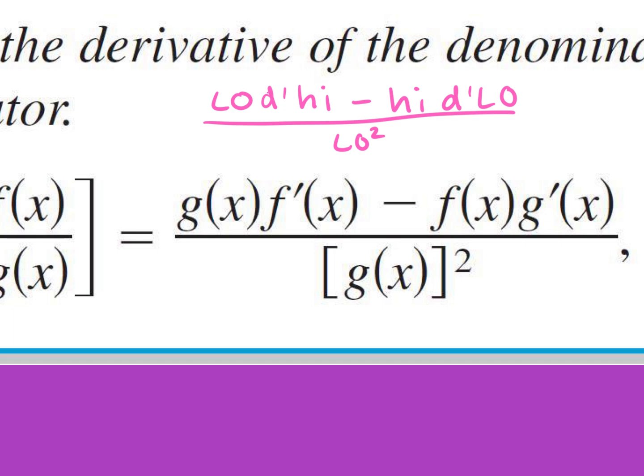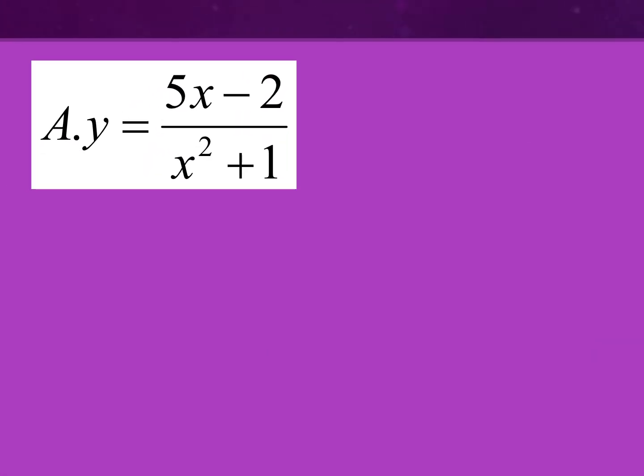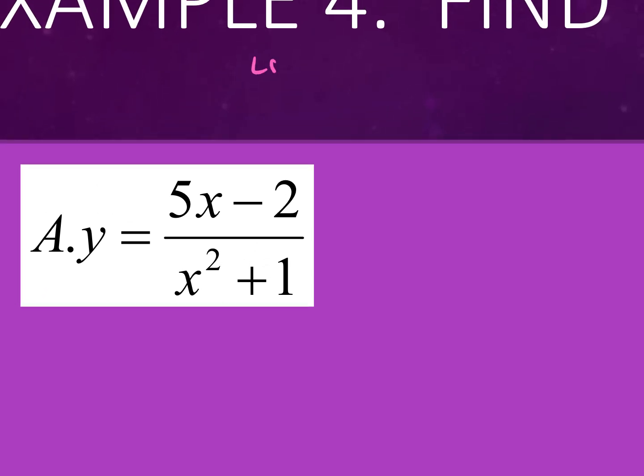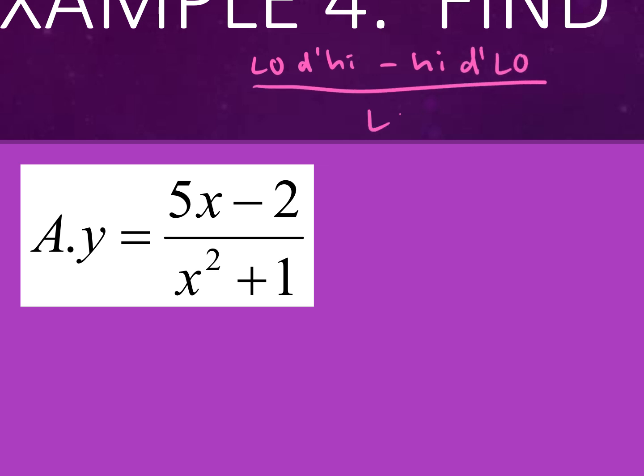We'll do an example. I'll find a YouTube video for you guys if it plays a song, something that'll get stuck in your head so we can remember. All right, so let's look at A. So low d high minus high d low. So you already remember. Over low squared. Don't forget the denominator.